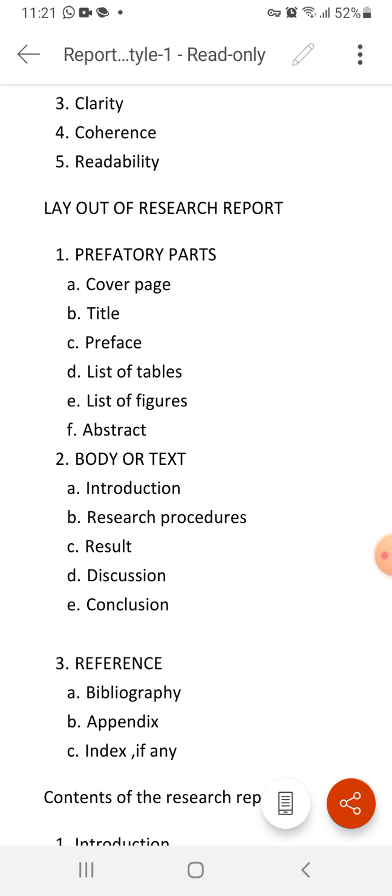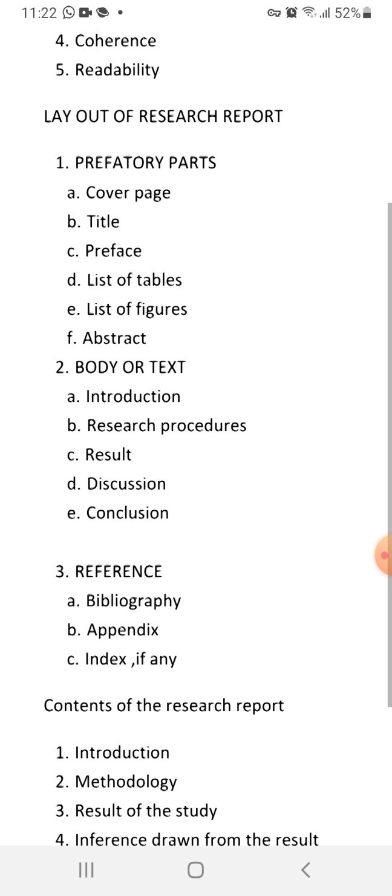Then reference. Next is conclusion. In the conclusion part, the researcher concludes his topic by summarizing the entire activities and entire findings. This is known as the conclusion part.